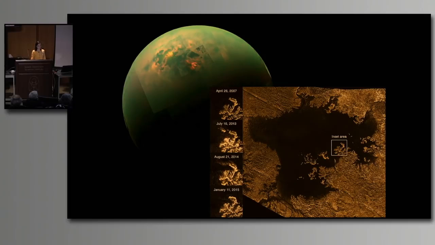So the presence of all these complex organic compounds, of lakes, of an ocean under the surface, of cryovolcanism, of an exchange of chemical compounds between the atmosphere, the surface, and the lakes, all this makes Titan an extraordinarily interesting place to search for life.